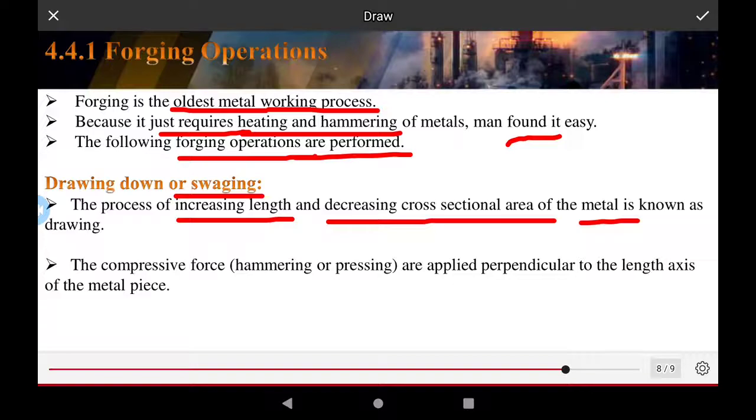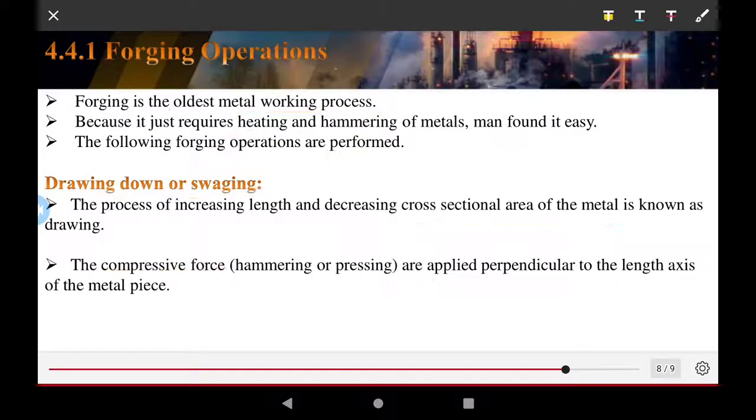The compressive force, hammering or pressing, is applied perpendicular to the length of the metal piece.